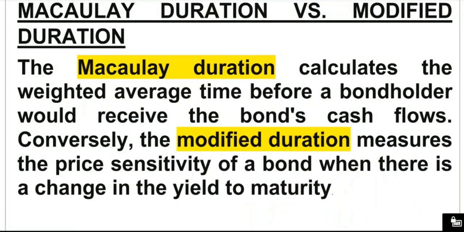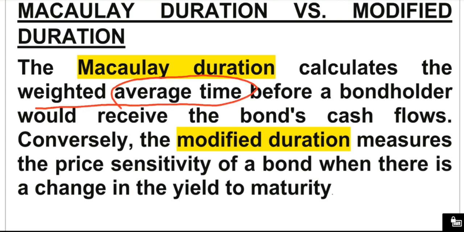Duration means the weighted average time before a bondholder would receive the bond cash flow. That means he should not be in the loss. So this is the duration, measured in years. Macaulay duration calculates the weighted average time. So it is talking about the average time.